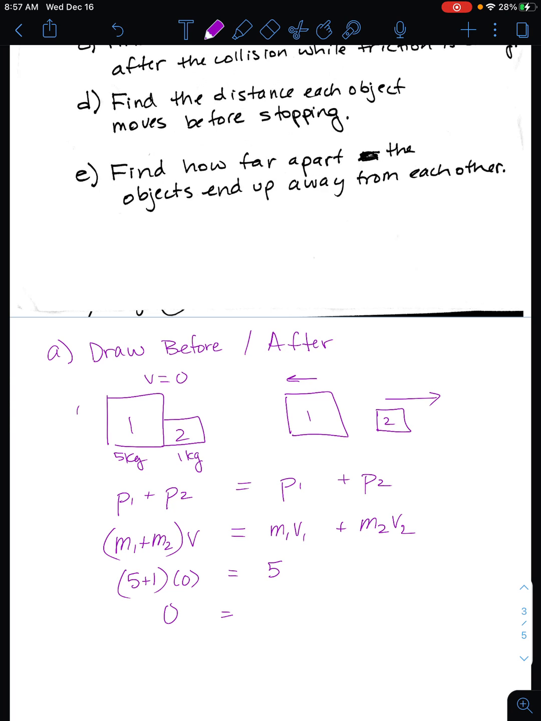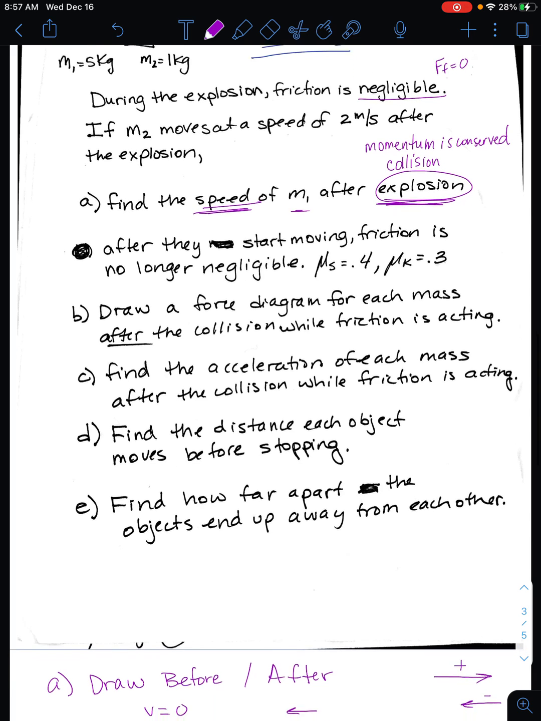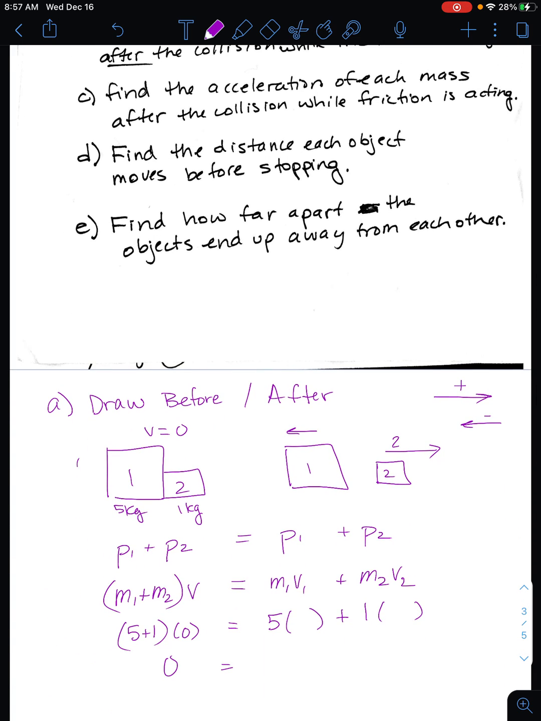And then this 5 kilogram block is going to move to the left, and this 1 kilogram block is going to move to the right. And let's go ahead and define that to the right is our positive direction here, and to the left will be our negative direction. It tells us that m2 moves at a speed of 2 meters per second. So m2 is moving at 2 meters per second after the collision. And what we're trying to find is v1. How fast is block 1 going afterwards? So we've got 5 times v1 plus 2.